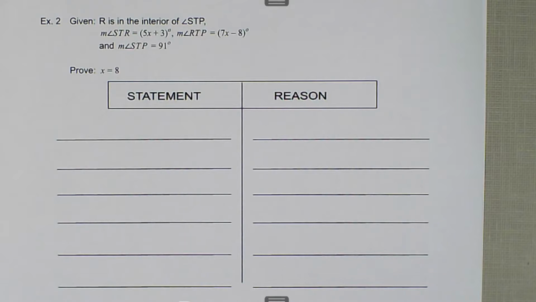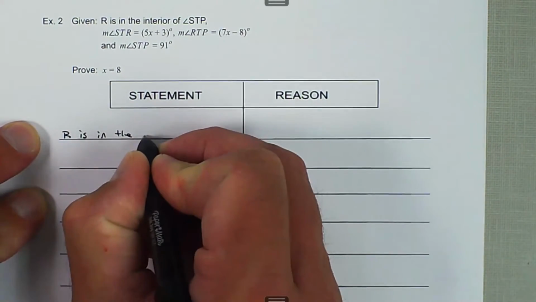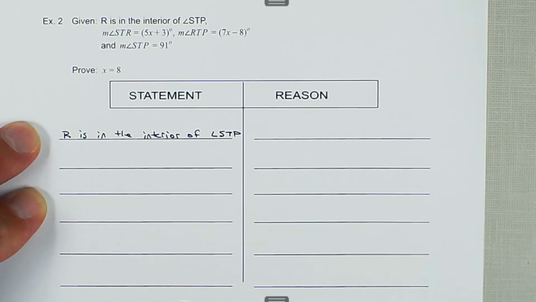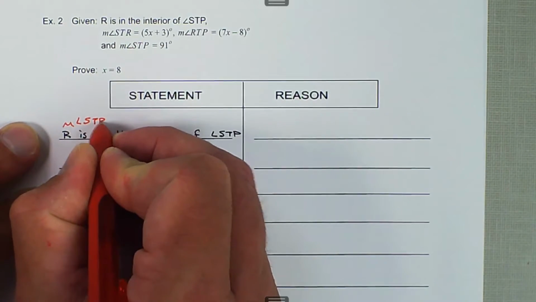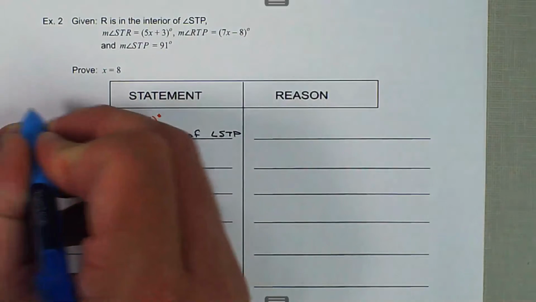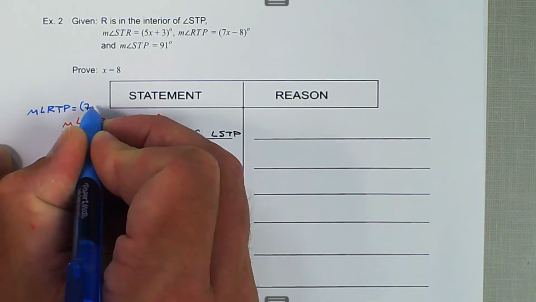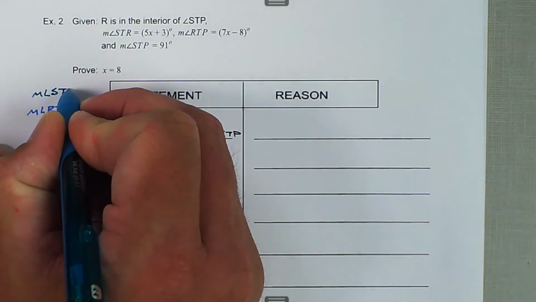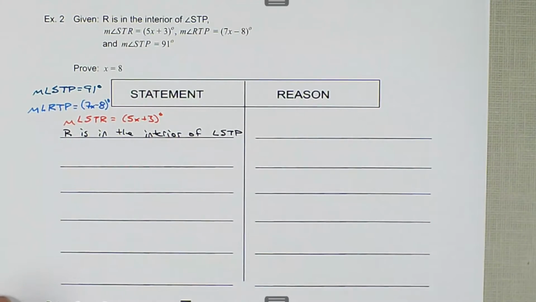So the first thing is we want to write down the givens, and there's a lot to write down here. So we have R is in the interior of angle STP. Then we have the measure of angle STR is equal to 5x plus 3 degrees. And then we have the measure of angle RTP is equal to 7x minus 8 degrees. And then we have the measure of angle STP is equal to 91 degrees. And now what we're trying to prove is x is equal to 8.